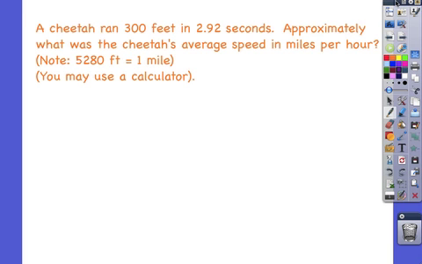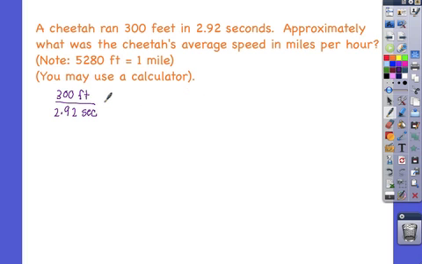A cheetah ran 300 feet in 2.92 seconds. Approximately what was the cheetah's average speed in miles per hour? For this question, it states that you may use a calculator. Well, we still need to set up our unit analysis or stoichiometry just like we did in our last question with the sloth. So we're told that the cheetah can run 300 feet in 2.92 seconds, and we're trying to change this to miles per hour.